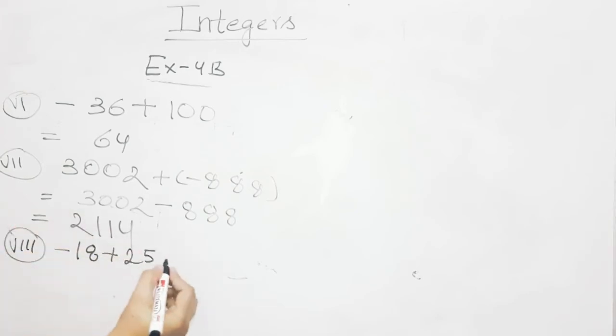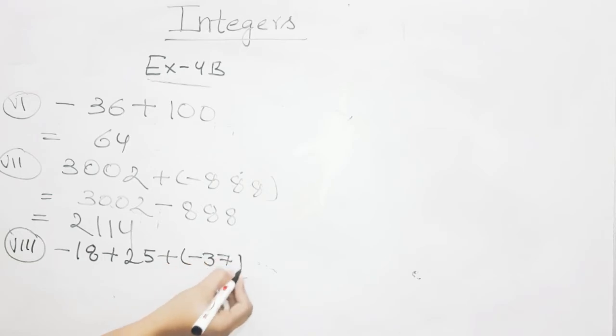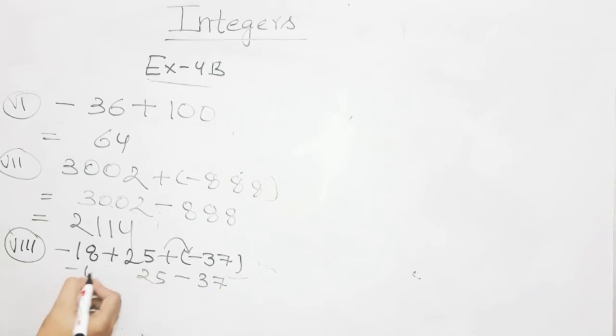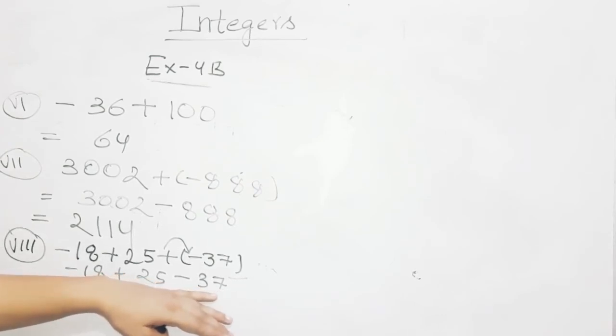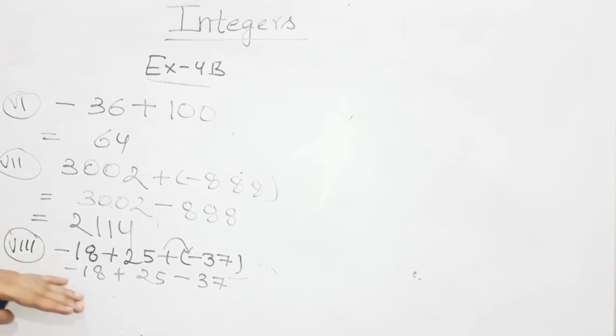Now the third integer is negative, -37, plus minus minus. So it will be -18 plus 25 minus 37. Now what do we have to do? Now here comes the BODMAS rule. As per the BODMAS rule, firstly we will add, then we will subtract. So it is having 2 negative integers, 1 positive integer. Whatever you are going to do, do it from one side. If you are solving from the extreme right, start from there. If you are solving from here, start from here only. Don't mix up the things.